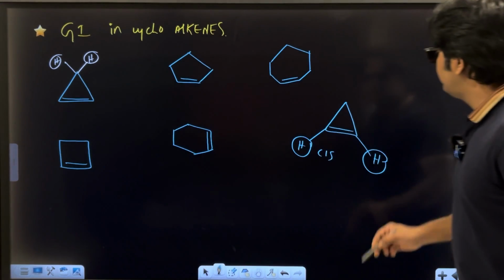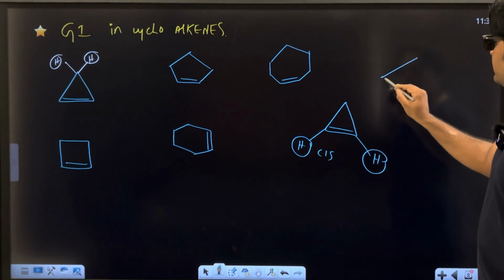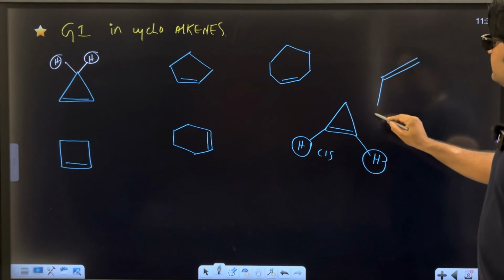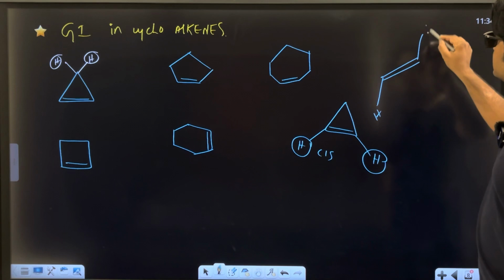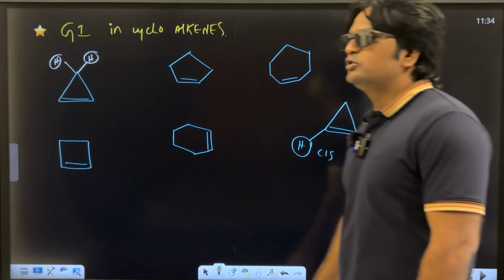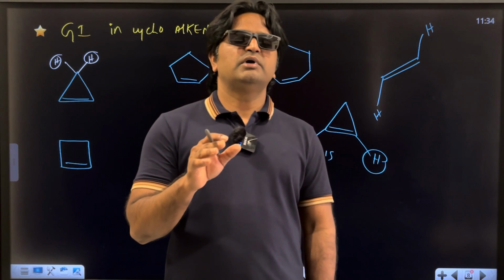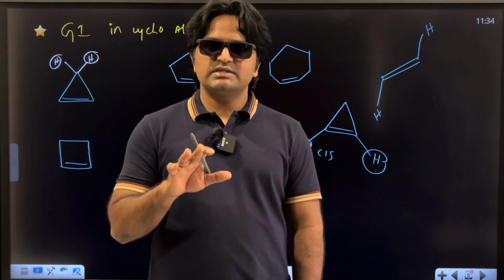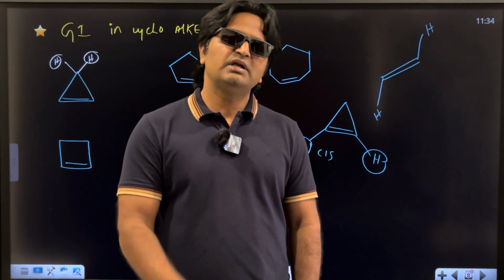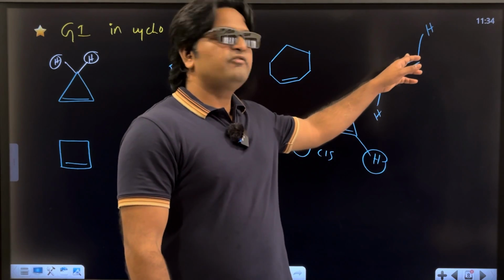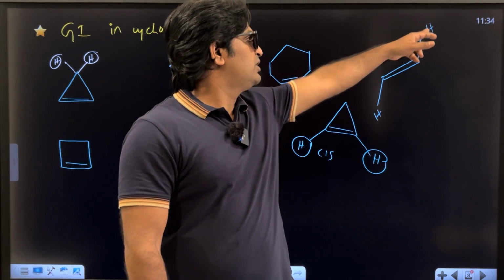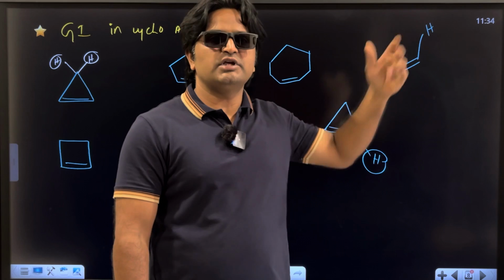Next, if you want to write the trans molecule, how to write it? Trans is nothing but hydrogen and hydrogen present in opposite directions. Clear? Cis is nothing but hydrogen atoms, or identical groups, present on the same side. In case of trans, I am keeping the hydrogen atoms in opposite directions.